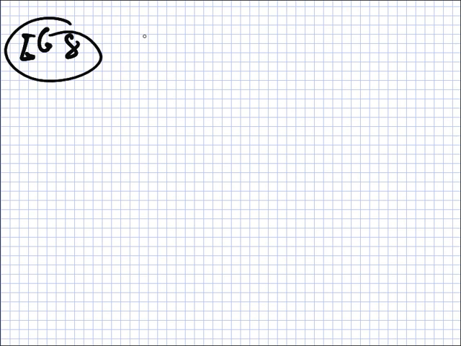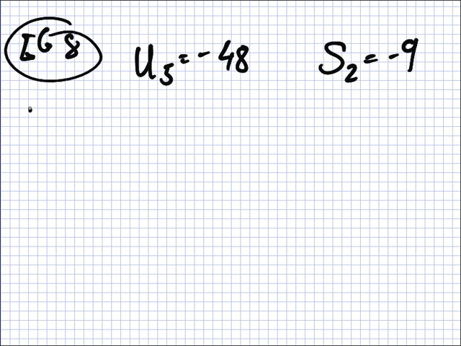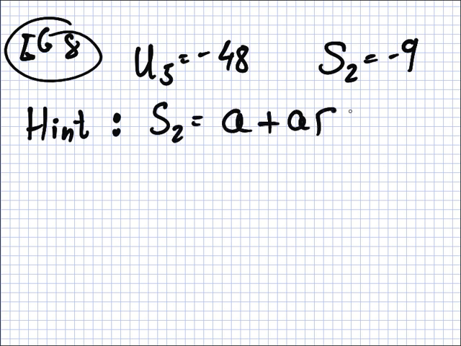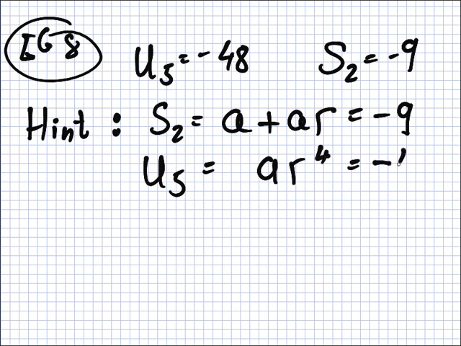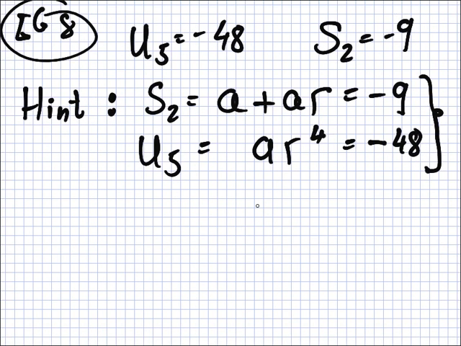Example 8. I tell you that the fifth term is minus 48 and the sum of the first two terms is minus 9. I'll give you a little hint here. This is a very hard question. It's convenient to say S2 equals a plus ar equals minus 9, and then u5 equals ar to the power 4, which equals minus 48. Now I'll give you a minute. This is very tricky. See if you can figure this out.